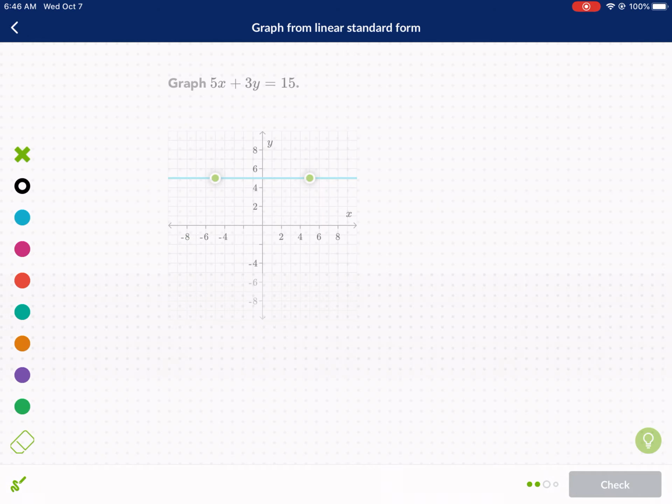Okay, same process. Let's go x first this time. We're going to go 5x plus 3 times 0 equals 15. Essentially, if you're looking for the x-intercept, you can just cover up the y term because you're going to be plugging in 0. So we are always going to get 5x equals 15, x equals 3. So it's going to be right there.